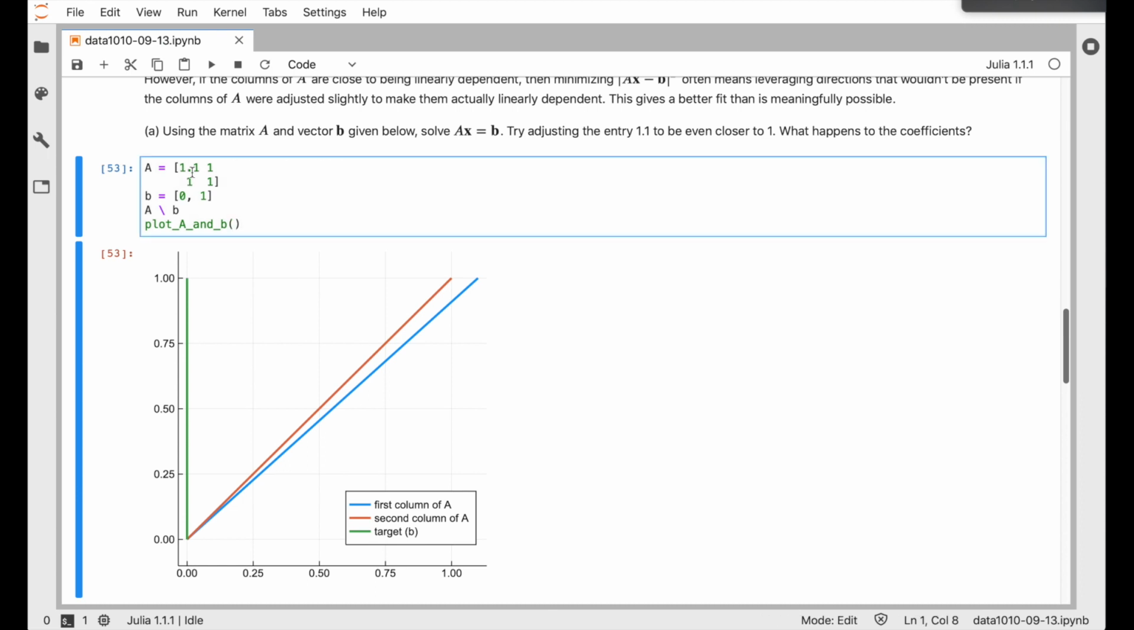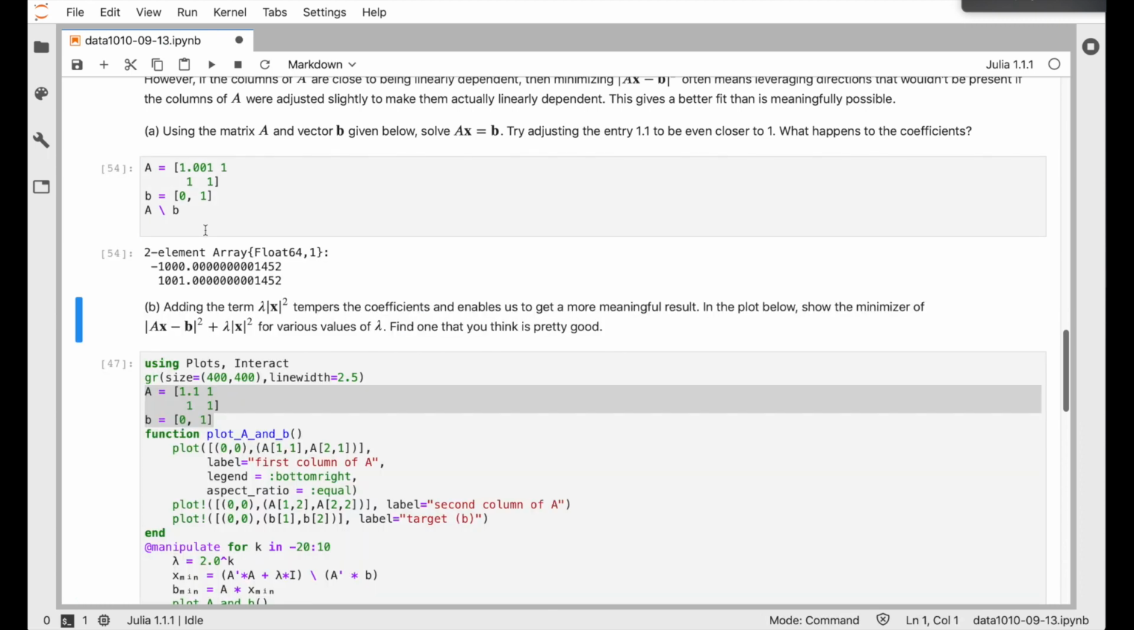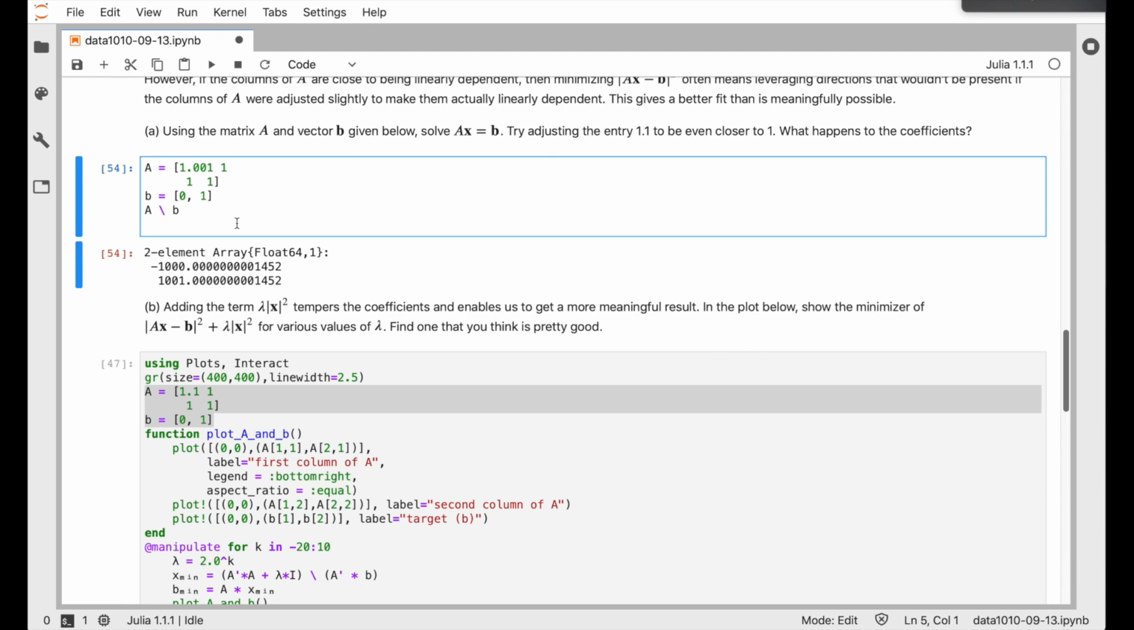So you can see that even more pronounced if you make them even closer to being parallel. What's going to happen is that you're asked to use negative 1,000 of one of them and 1,001 of the other one. And in data science situations, this sort of business is just not ever going to be helpful.